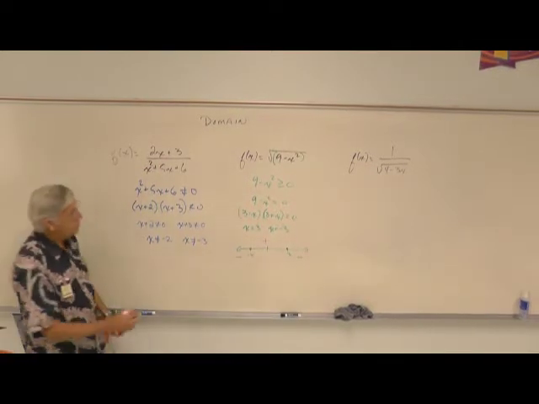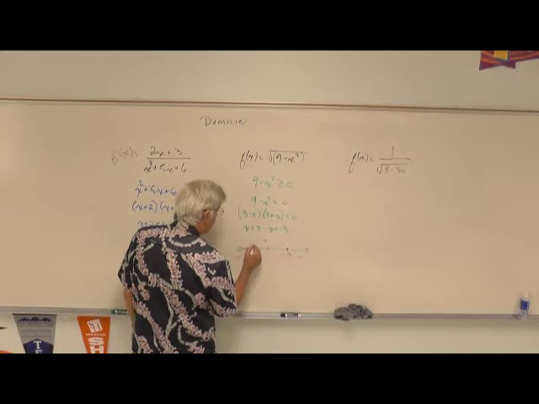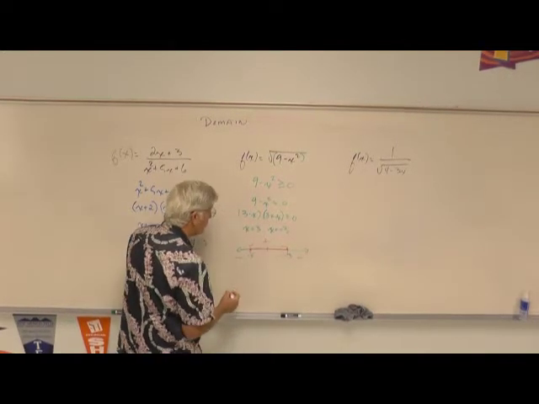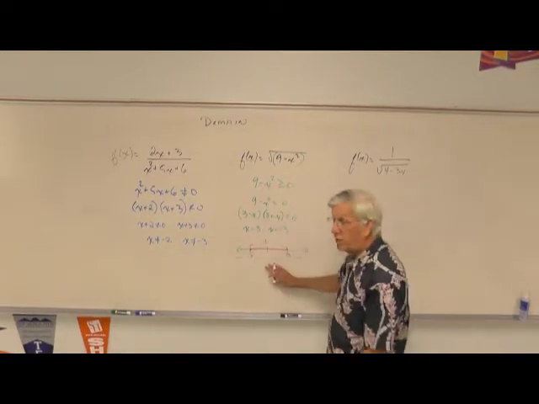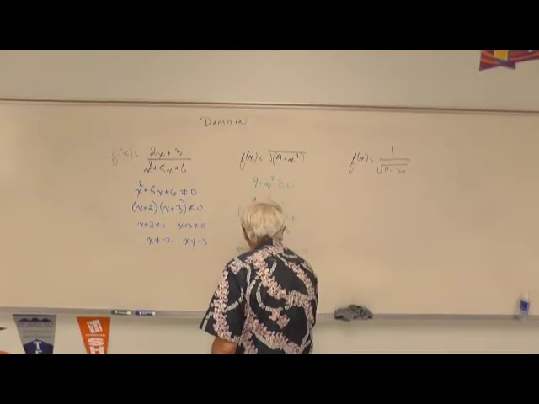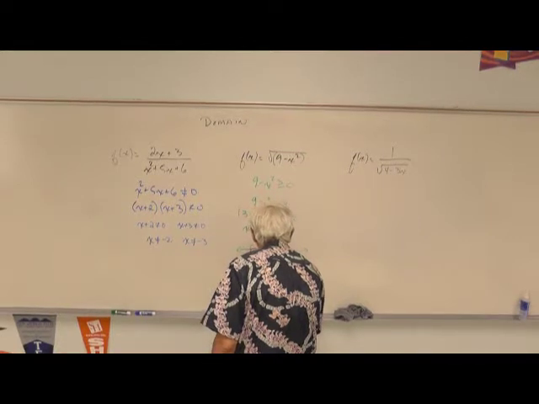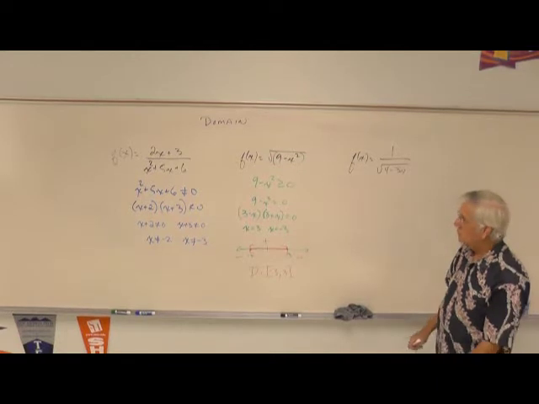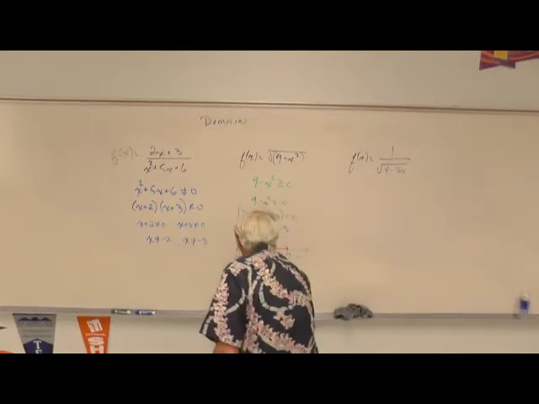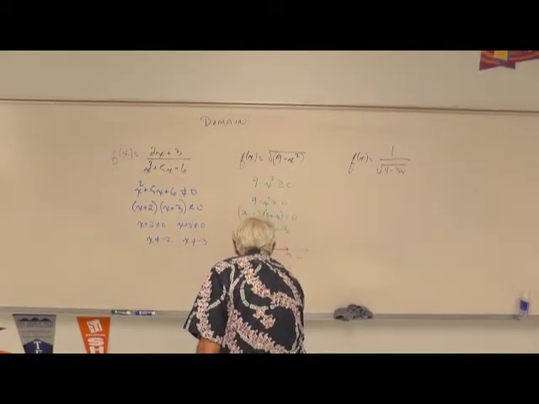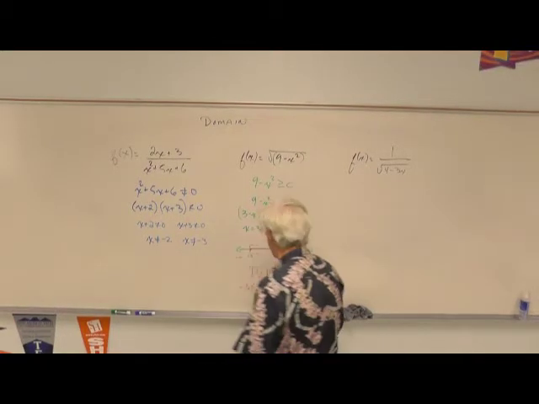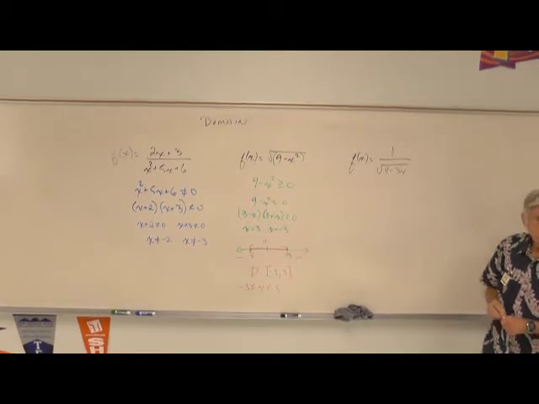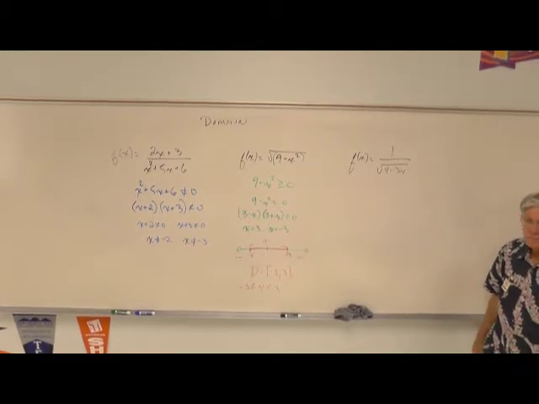So the x's are included, so you can do it either way. There's your graph of it. In interval notation, my domain is -3 to 3. Or if you prefer, you can write it -3 less than or equal to x less than or equal to 3. Okay.